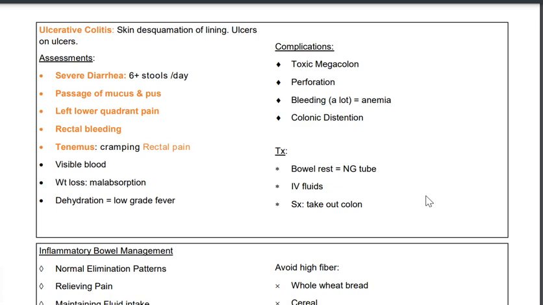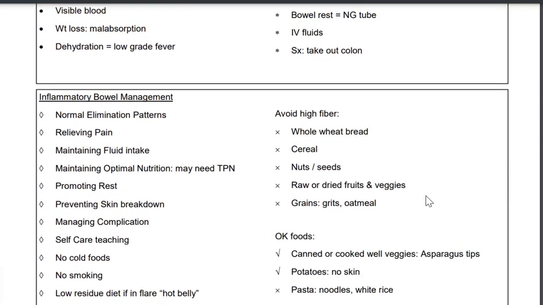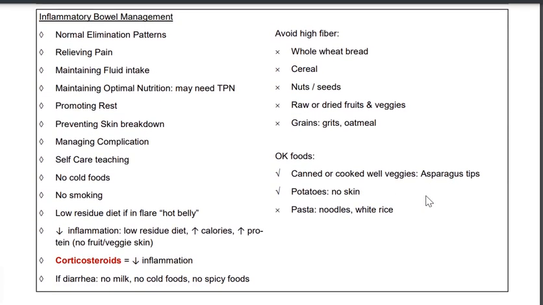I used to give Entyvio infusions, and what Entyvio does is it holds back the white blood cells from attacking the colon. But you know what? We're not just holding white blood cells back from attacking the colon, we're holding white blood cells back in the whole body. So the person's really at risk for infection and a bunch of other little diseases because they're taking that treatment.